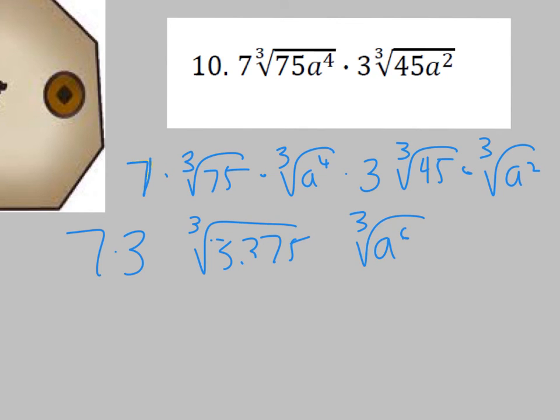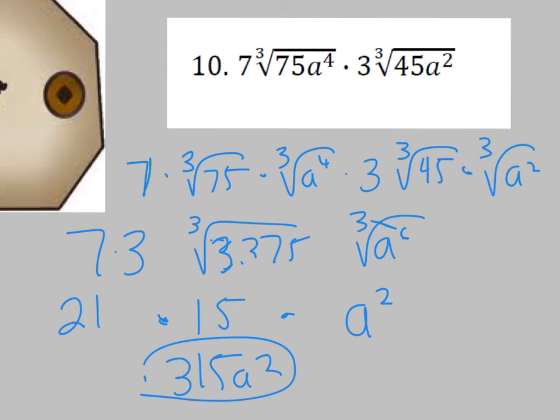I'm going to put the a's together. That'll be a to the 6th. So then those two, I divide them. So that's going to be a squared. 7 times 3 is 21. And the 3rd root of 3375 is actually 15. So that's going to be 315a squared. All right, play around with this. There's a lot of pieces. Take your time and take it piece by piece and start to understand the relationship between the roots and the powers.